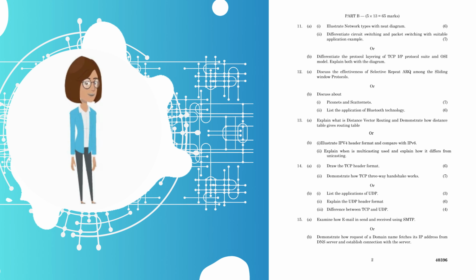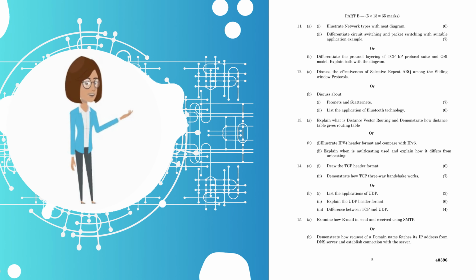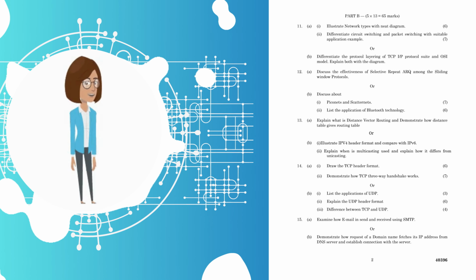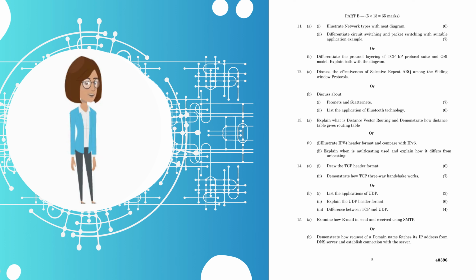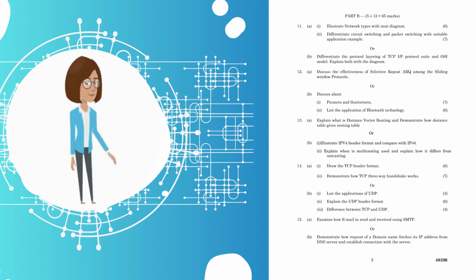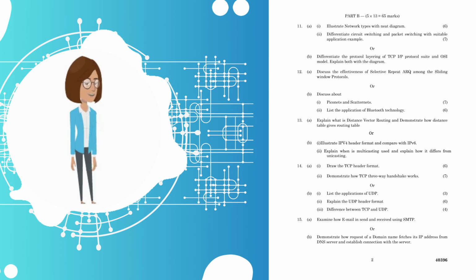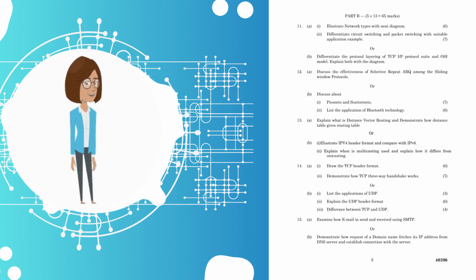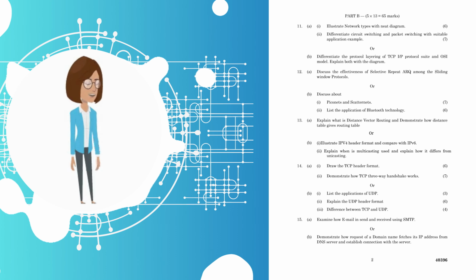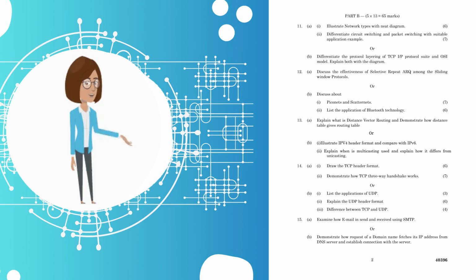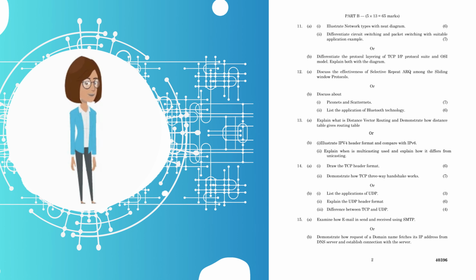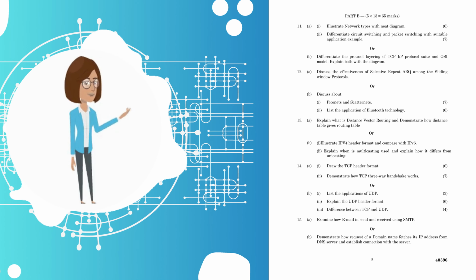Next, let's see. Part B 13 marks. 11a. Illustrate network types with neat diagram. 2. Differentiate circuit switching and packet switching with suitable application example. Or B. Differentiate the protocol layering of TCP/IP protocol suite and OSI model. Explain both with the diagram.